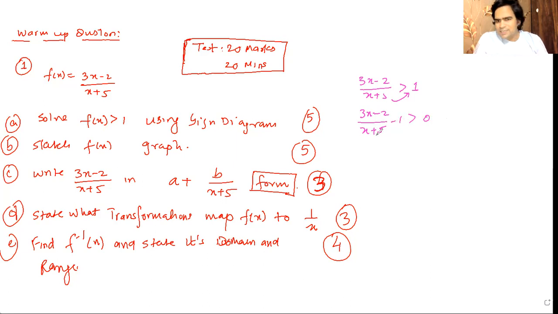Now what we do next is simplify this expression. So (3x minus 2) minus x minus 5 over (x plus 5) greater than 0, and this simplifies to (2x minus 7) over (x plus 5) greater than 0.